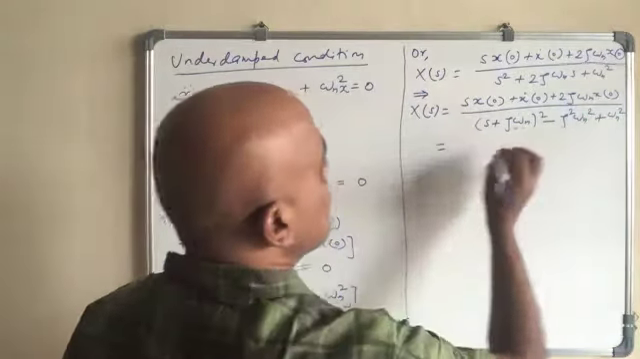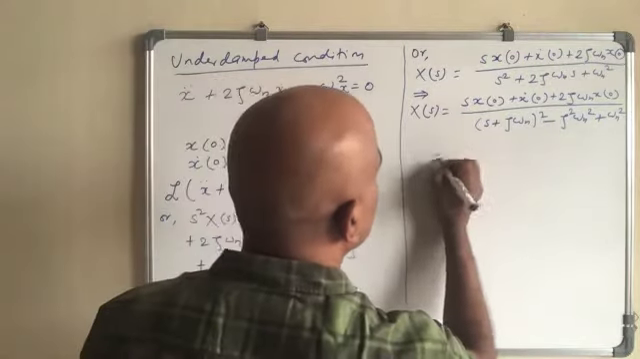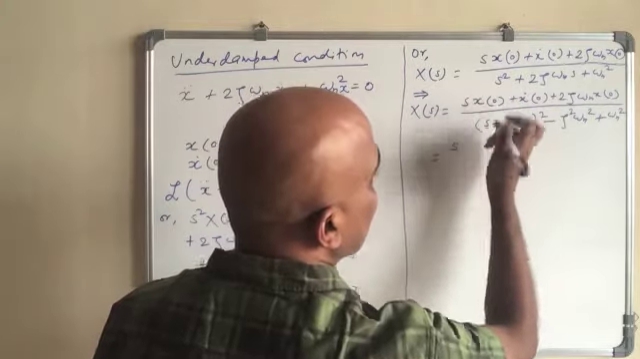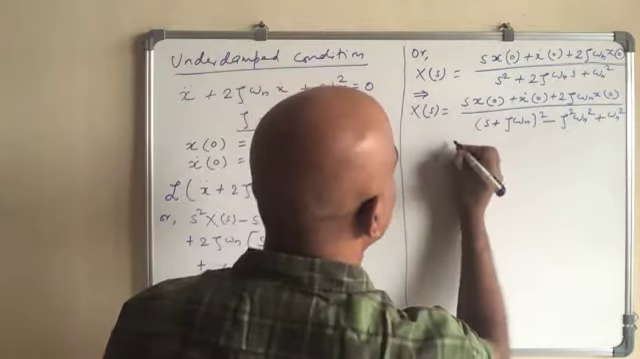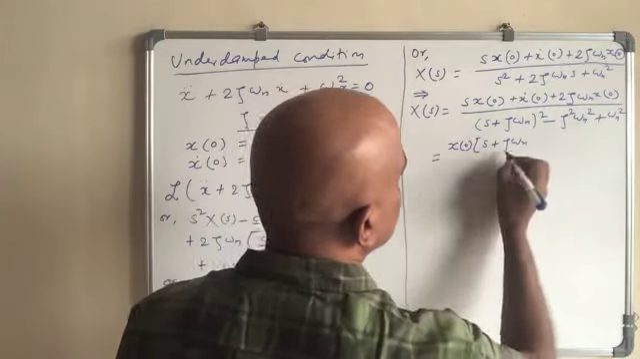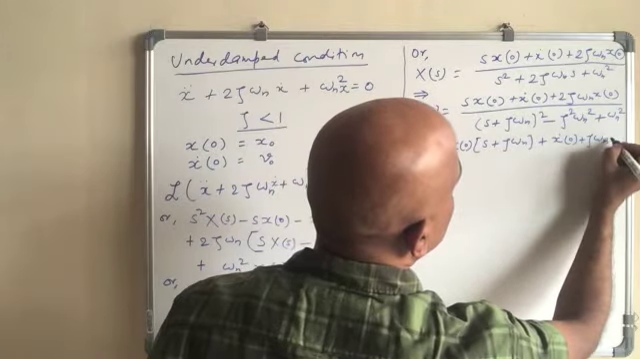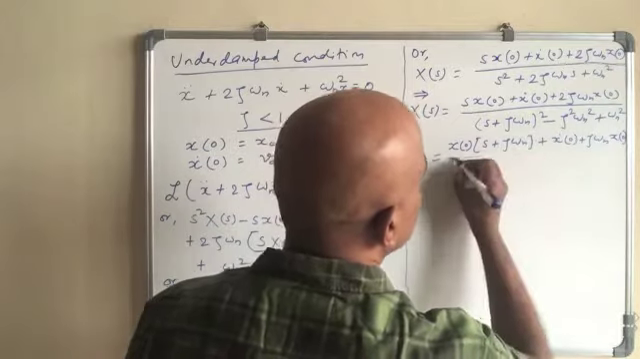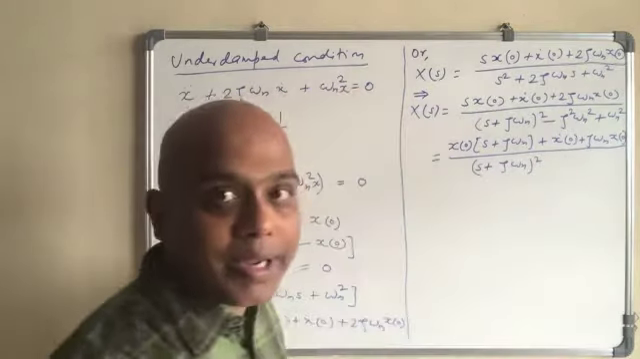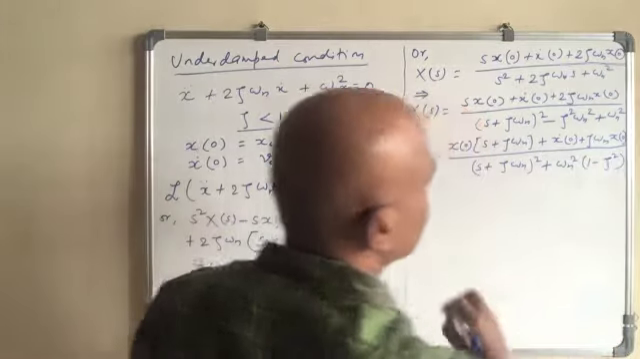Okay. Now, since zeta is less than 1, we can write like this. X(s) equal to s, then let's have one of these this side, so this is going to help us later actually. So we write x at 0 multiplied by s plus zeta omega n, plus x dot 0 plus zeta omega n x at 0. So this divided by s plus zeta omega n square, and then we can write plus omega n square times 1 minus zeta square. Okay.